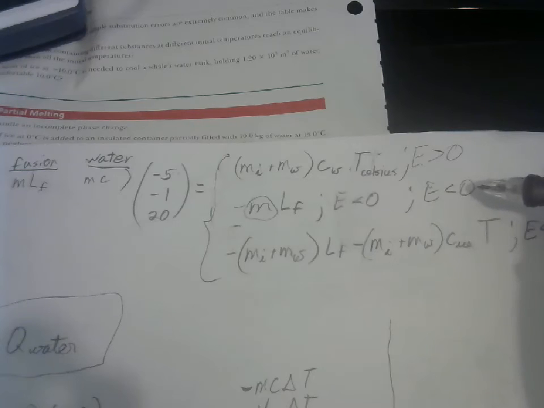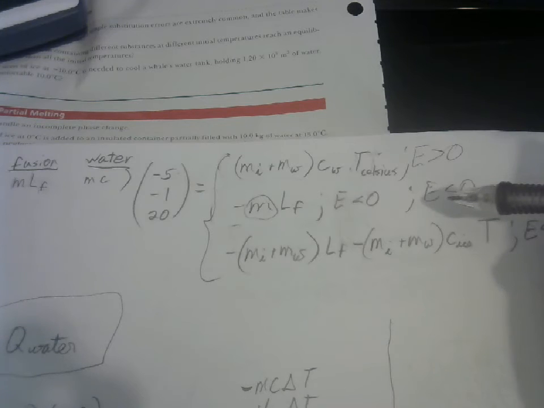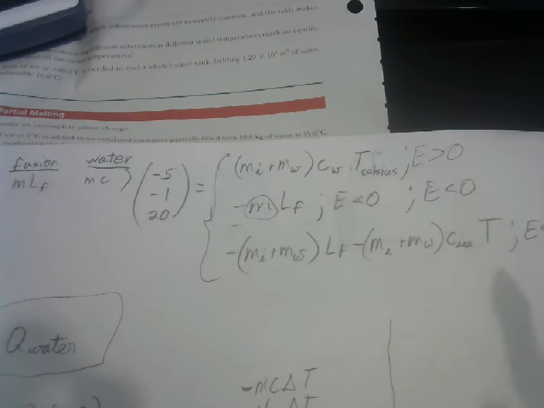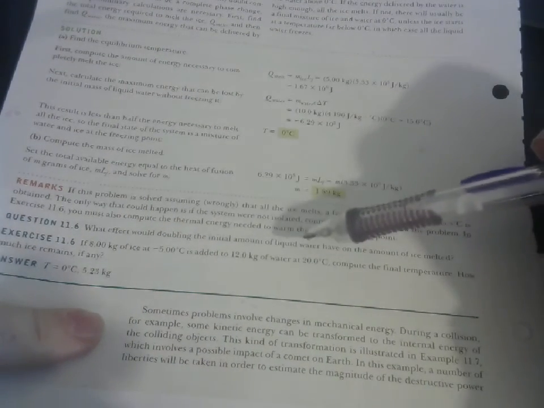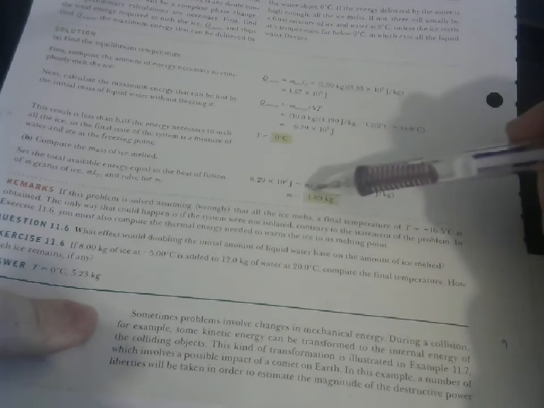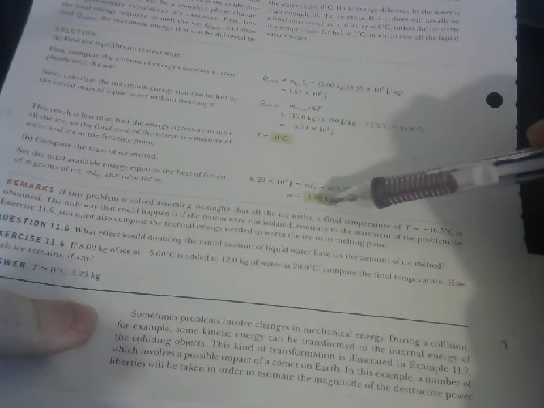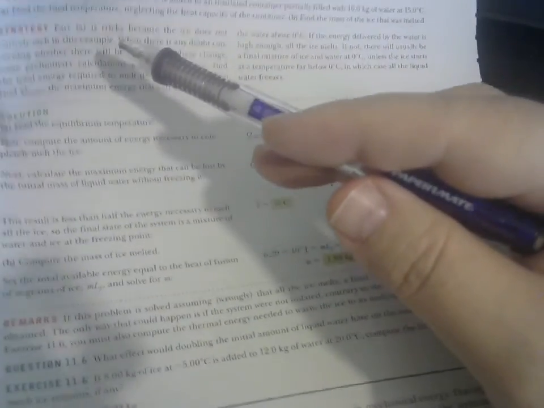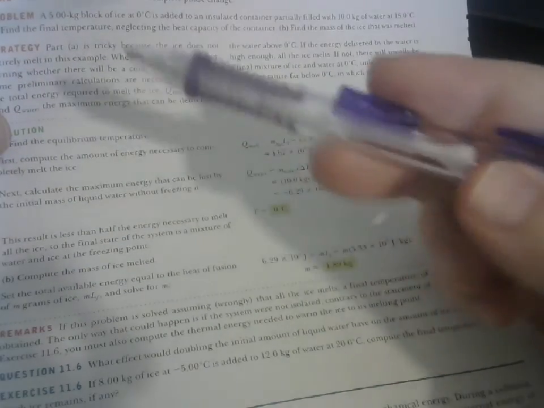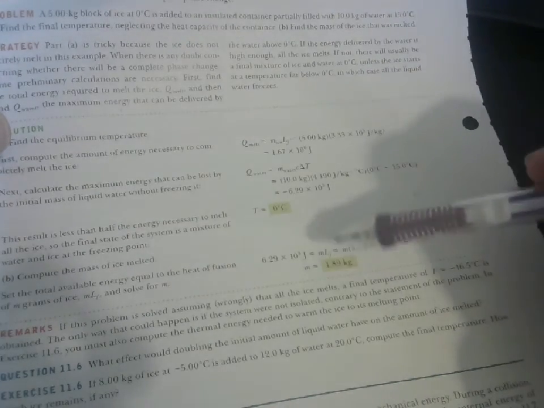And then since the mass came out to be above or less than the total mass of the system, we didn't have to worry about freezing the whole thing. So question 11.6 asks, what effect would doubling the initial amount of liquid water have on the amount of ice melted? And since the amount of ice melted was 1.89 kilograms and the amount present at the beginning was 5 kilograms, we can say that the amount of ice melted here is probably going to be double the amount.